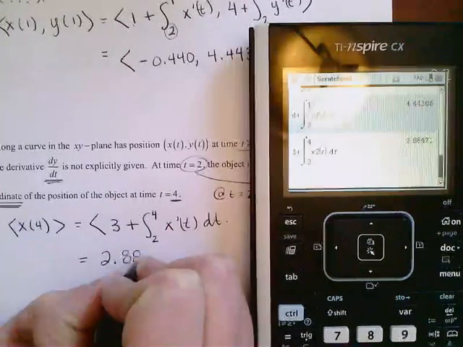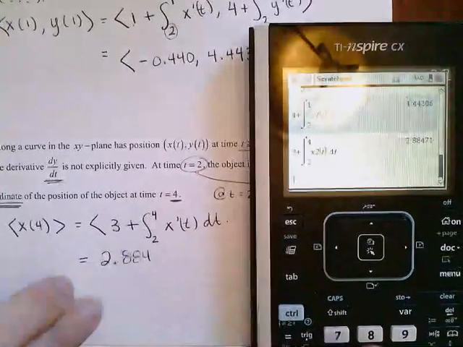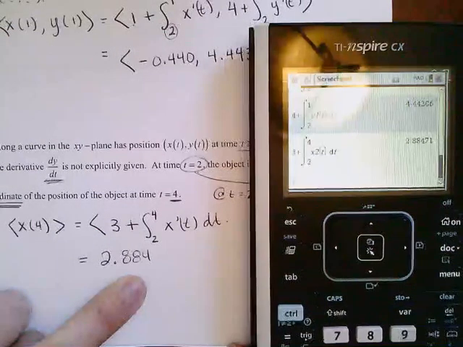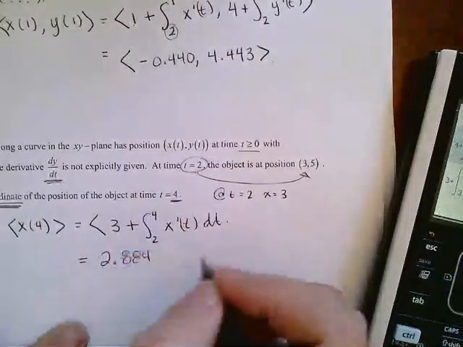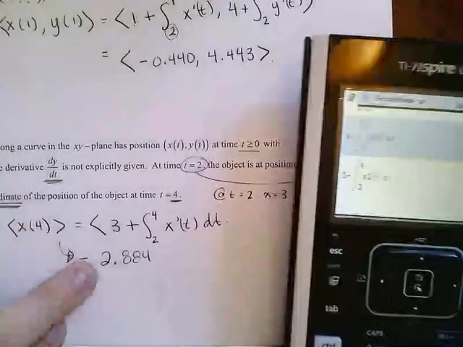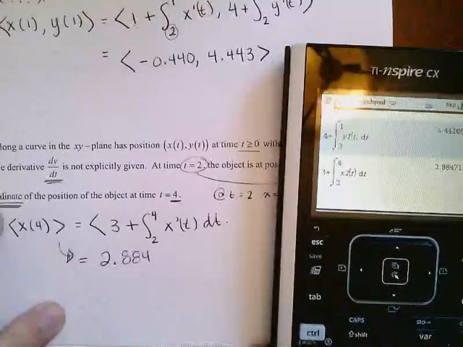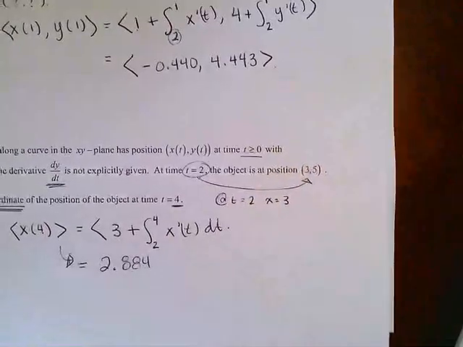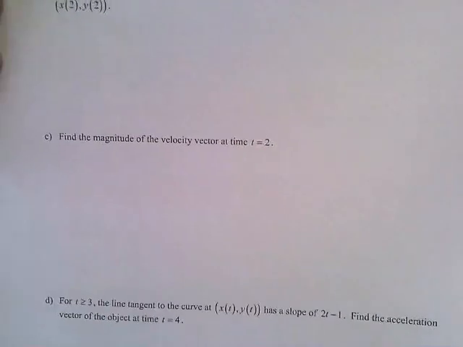So 2.884. Now no units given, so that's all I'm going to put down right here. So the position is at 2.884 for the x-coordinate at time t equals 4. All right.